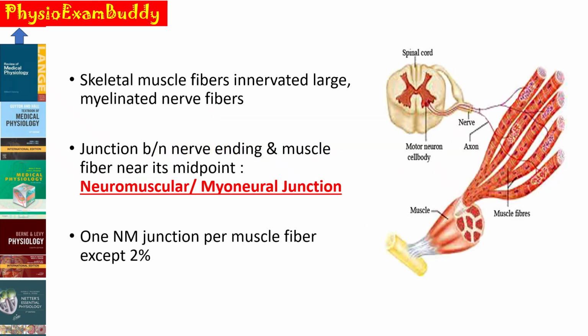We all know that skeletal muscle fibers are innervated by large myelinated nerve fibers, and the junction between this nerve ending and the muscle fiber near its midpoint is known as the neuromuscular junction, also known as the myoneural junction. One neuromuscular junction will be present per muscle fiber, except in 2%.